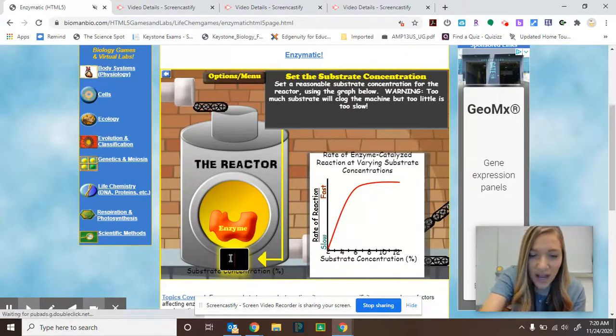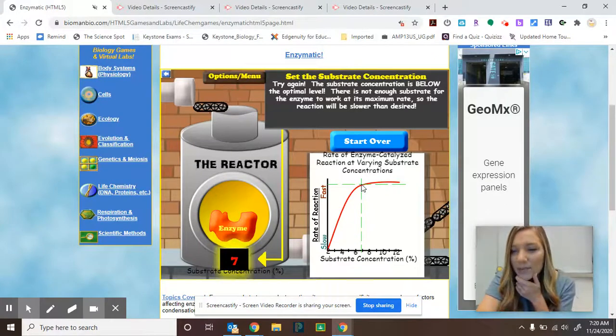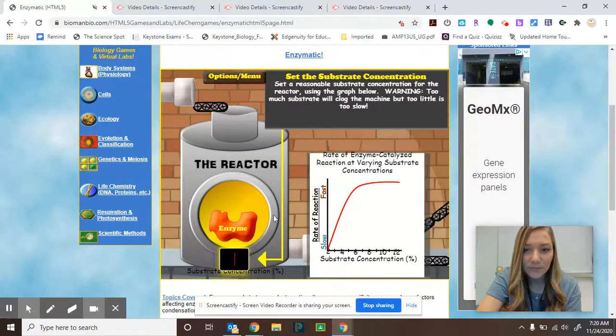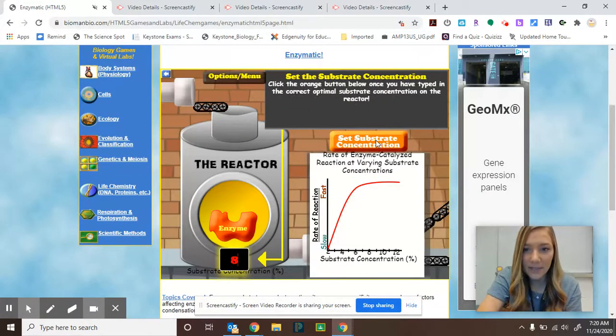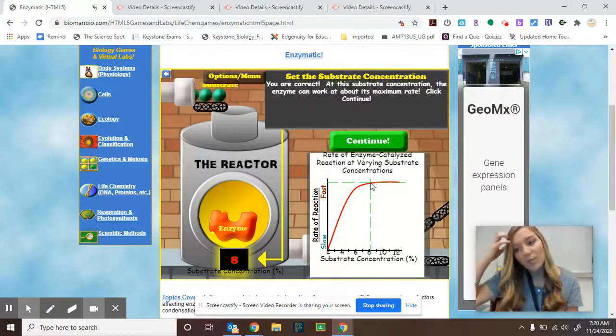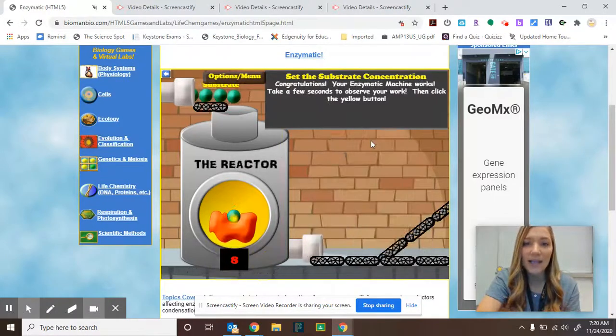Let's try 7 and see what happens. A little too low. Where's 7 right there? Okay, not quite optimal enough. So let's go a little higher. Let's go with 8. Let's put 8% substrate concentration. Super. Okay, we're not too high that we're just leveling off, but we're high enough that we're at that optimal level. So now we're going to watch our enzyme work.